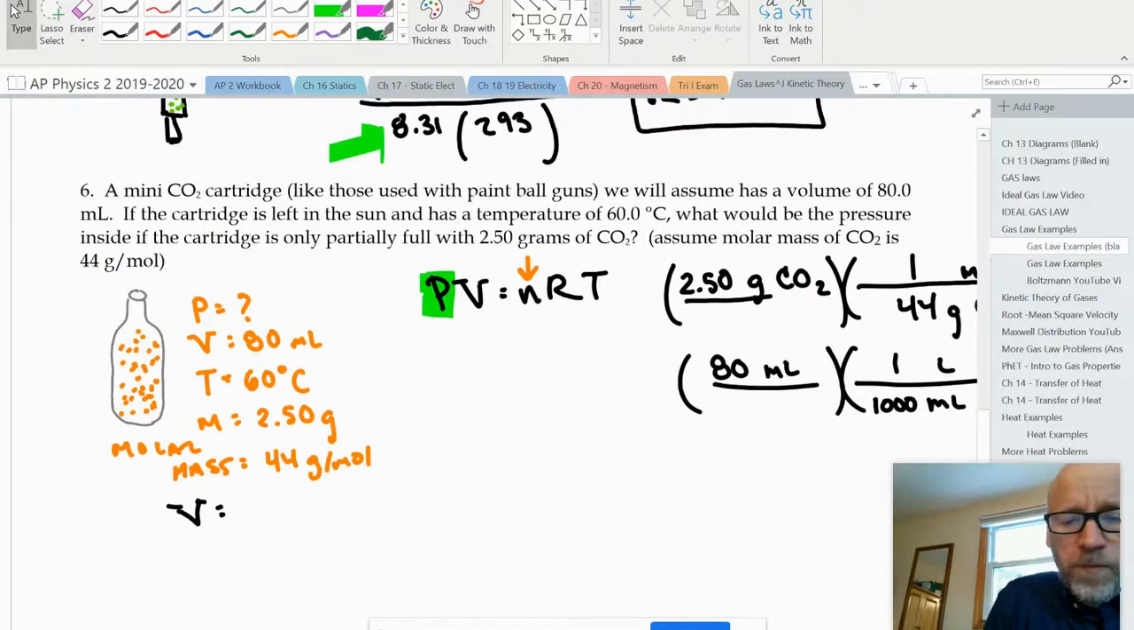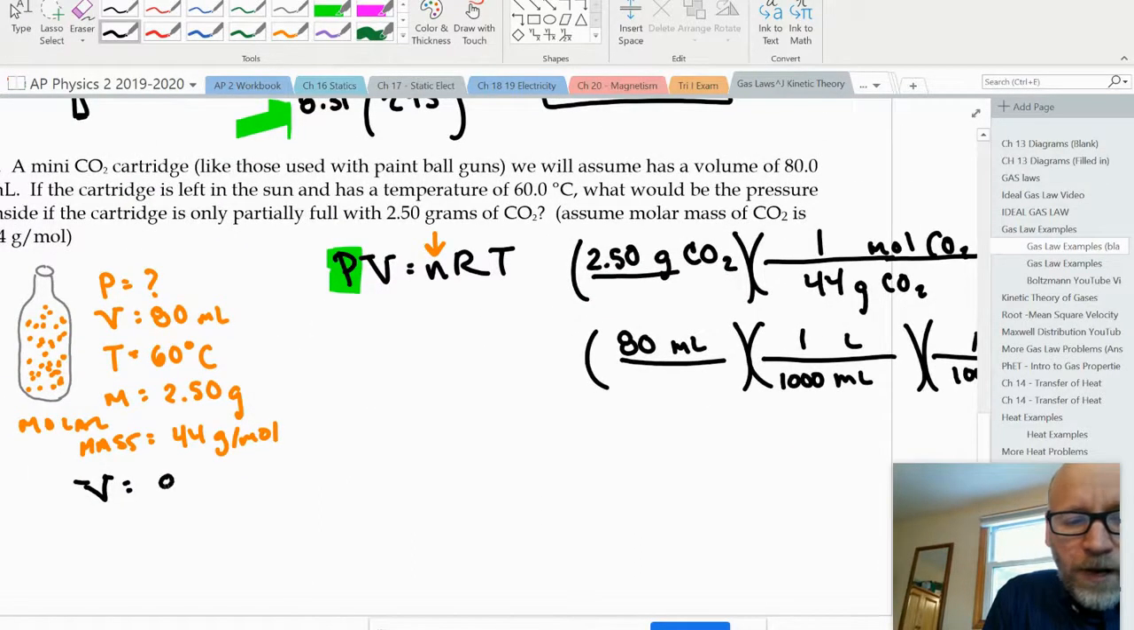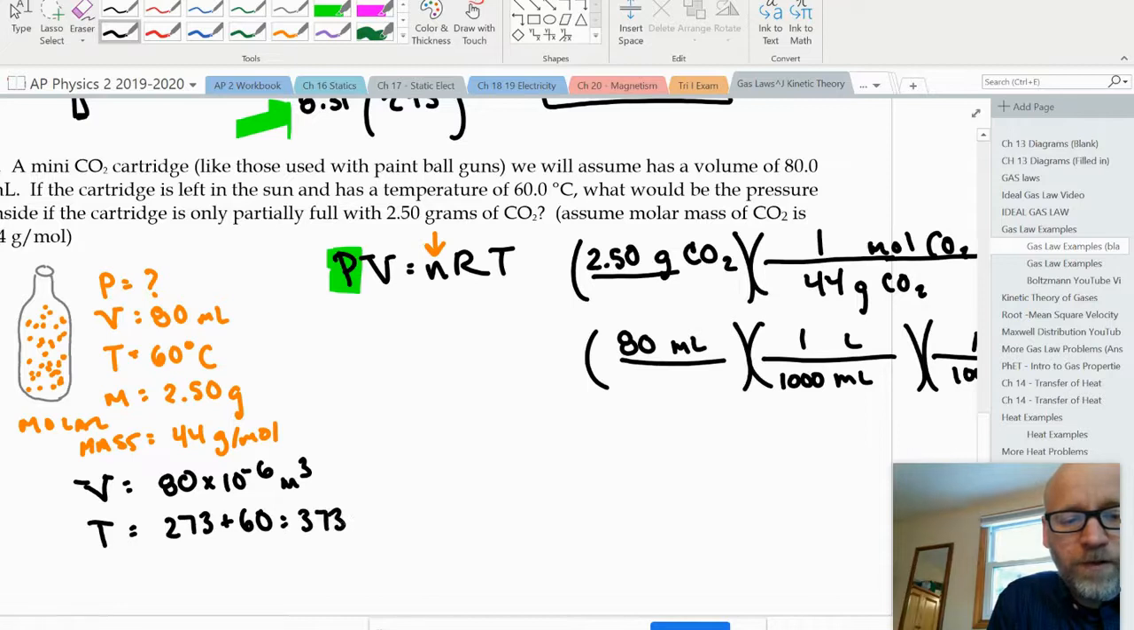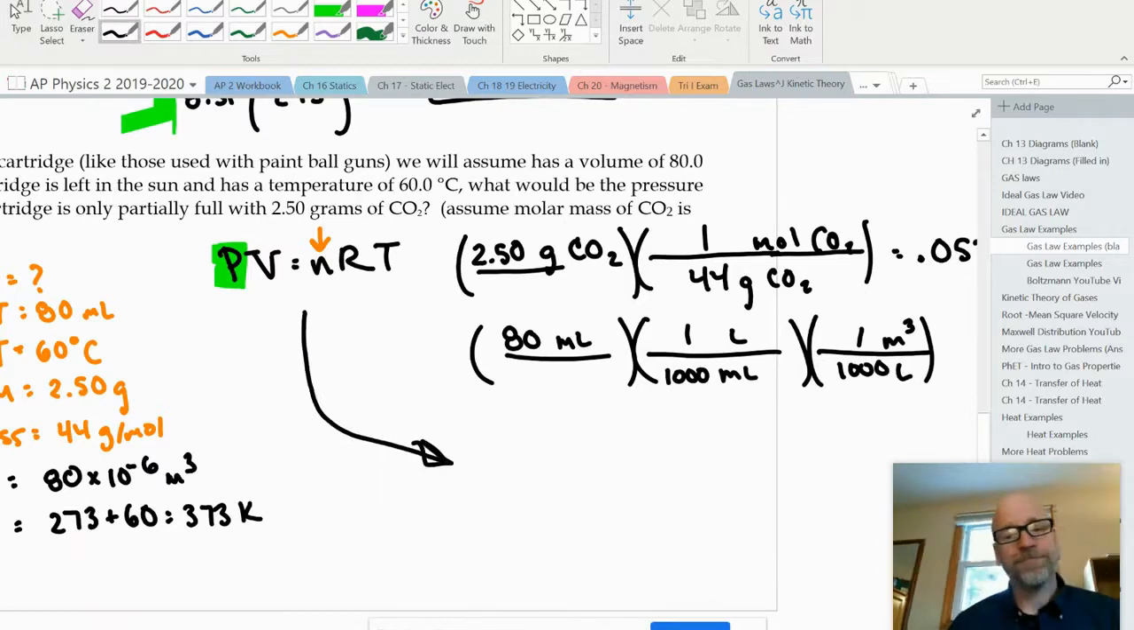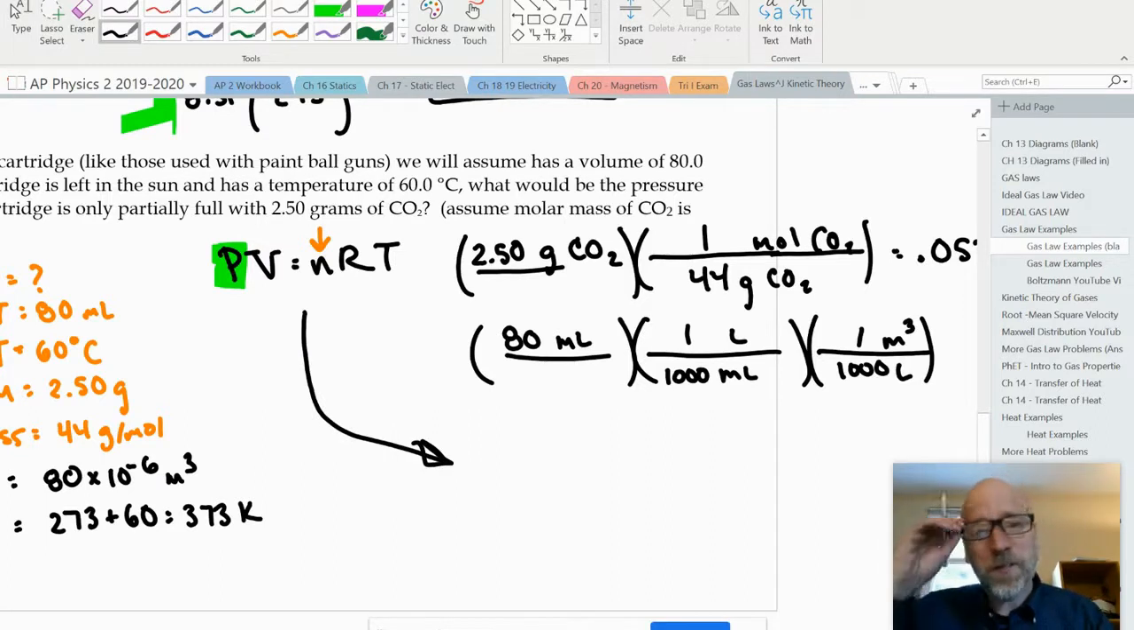So my volume is actually going to be 80 divided by 1 times 10 to the 6, or 80 times 10 to the minus 6 meters cubed. For temperature, it's going to be 273 plus 60, or 373 Kelvin. All right. The ideal gas law is the easy part. It's the conversions that are a serious pain in the neck.